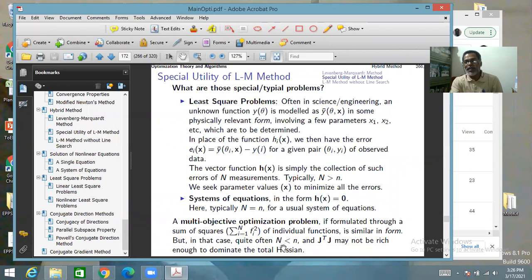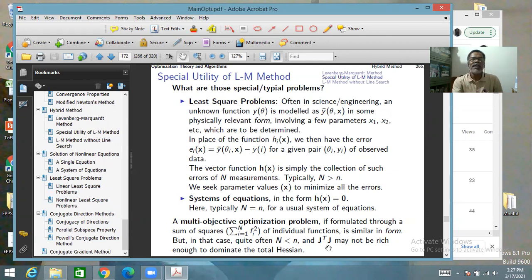In this case, capital N is small. So for example, there are say 5 variables and only 2 objectives. Then though it is a 5 by 5 matrix, its rank will be only 2. That means 3 eigenvalues will be certainly 0. And in the directions of those eigenvectors corresponding to which the eigenvalues of this are 0, the second order derivative part of the Hessian will matter more. So if capital N is less than small n, then J transpose J will not be the dominant component.